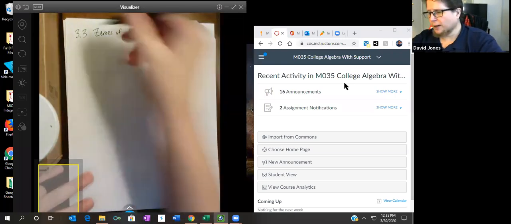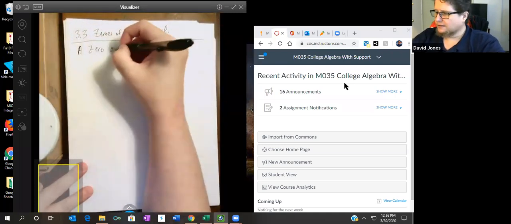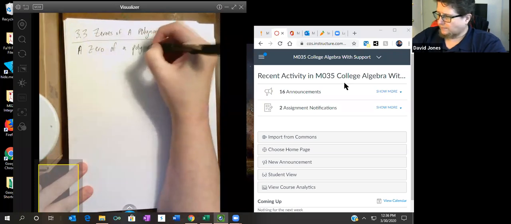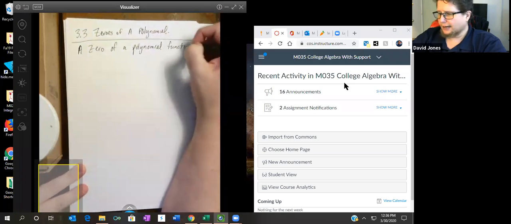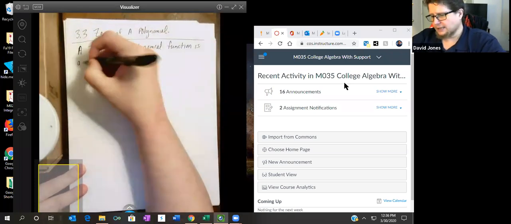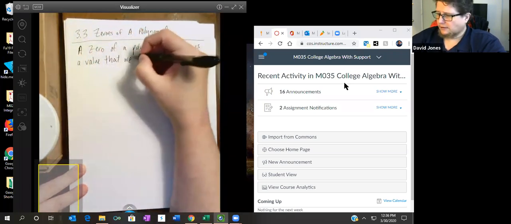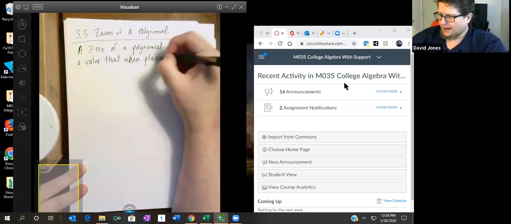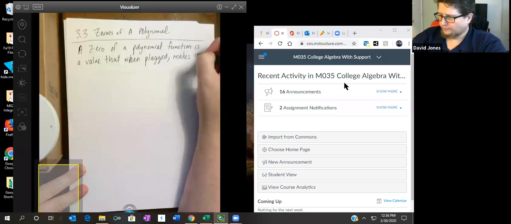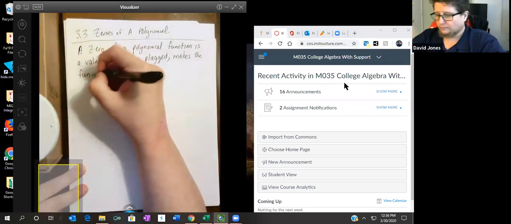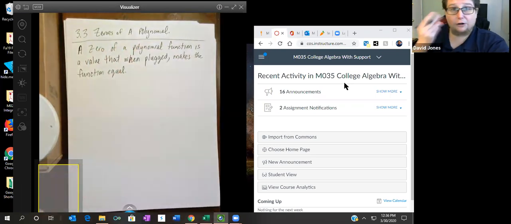So a zero of a polynomial, as we talked about in 3.2, of a polynomial function is a value that when we plug it in, evaluates to zero, makes the function equal zero. Hence the name, zero of a polynomial.